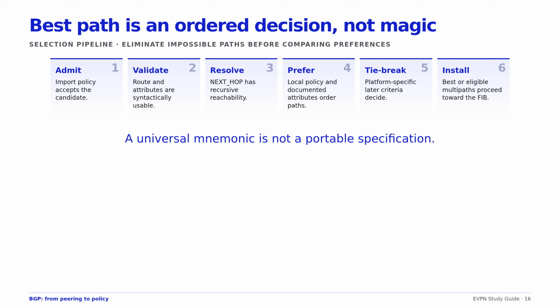Best path selection starts before the famous tiebreakers. Import policy first decides which candidates are eligible and assigns local preference. The next hop must be resolvable. The implementation then compares eligible paths using its documented order.